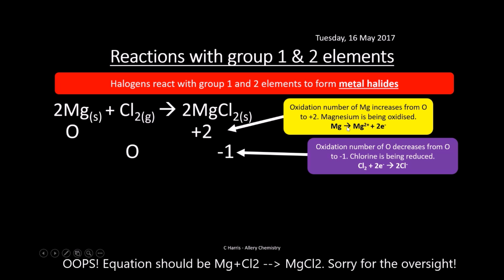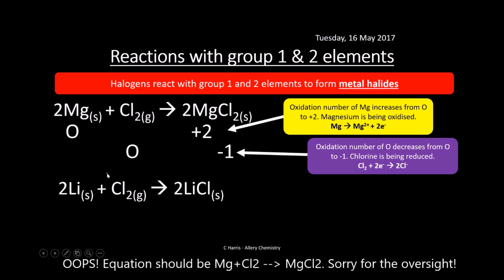Remember, oxidation is the loss of electrons, so magnesium is being oxidized. Whereas this one is showing that chlorine is reacting with the 2 electrons to form chloride ions. So this is reduction, because reduction is the gain of electrons. So chlorine plus 2 electrons forms chloride. So this is just showing a half equation.